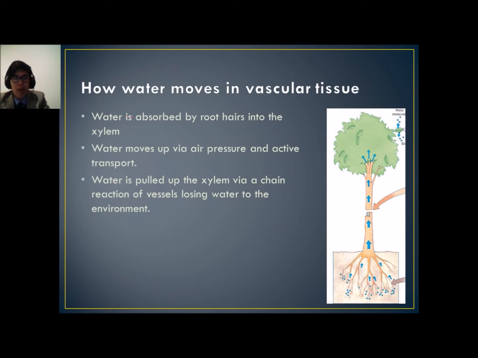So, how water moves in vascular tissue. Water is absorbed by root hairs into the xylem, just over here, and it moves up via air pressure and active transport. So the plant is using energy to push the water up there. Water is pulled up the xylem via a chain of reactions of vessels losing water to the environment. So as water is lost to the environment over here, you know how water is kind of sticky, or it's almost like it's got a bit of polarity in it? As the water is pulled off the leaves, it gets pulled up through the tiny xylem vessels as well.